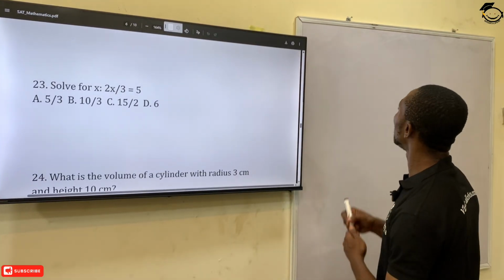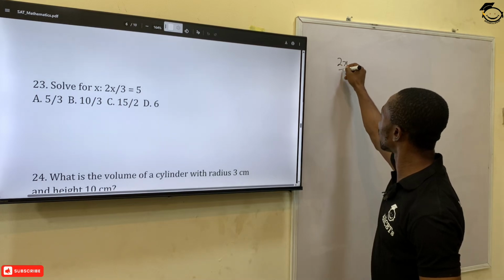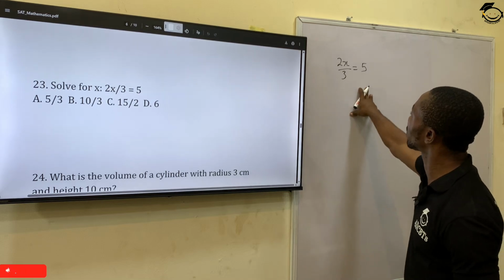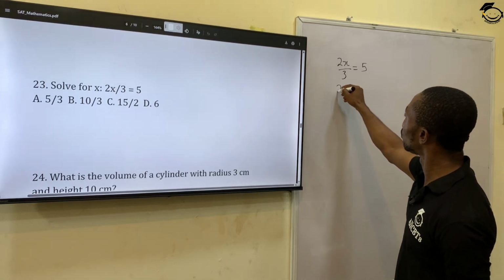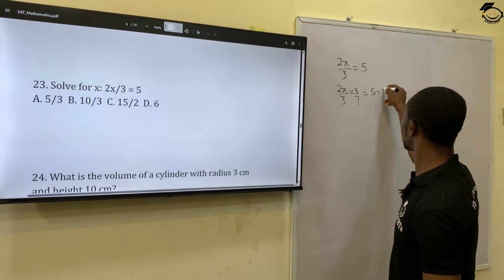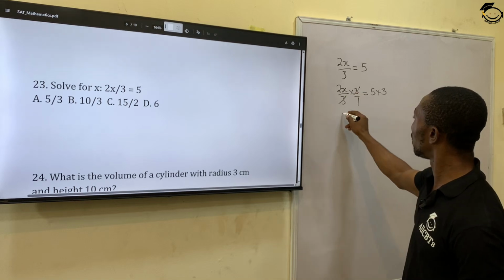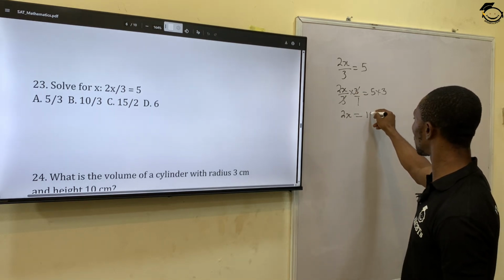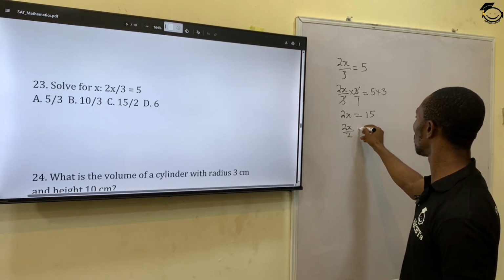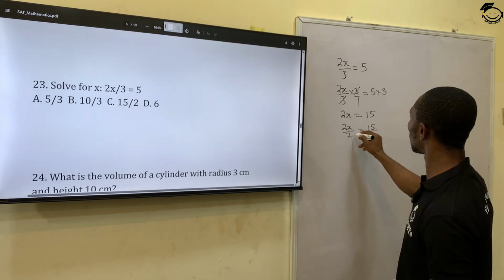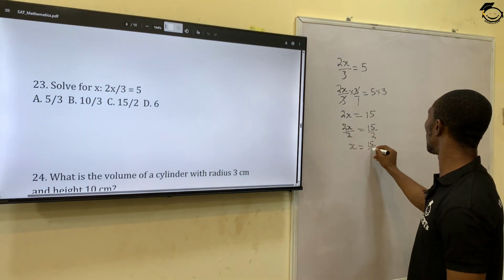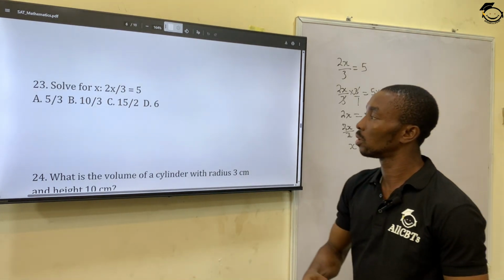Solve for x in 2x over 3 equals 5. So for this, we'll multiply both sides by 3. This will be 2x over 3 times 3 over 1 equals 5 times 3. 3 will cancel 3, leaving us with 2x equals 15. So we divide both sides by 2. 2x over 2 equals 15 over 2. So our x equals 15 over 2, which is option C.